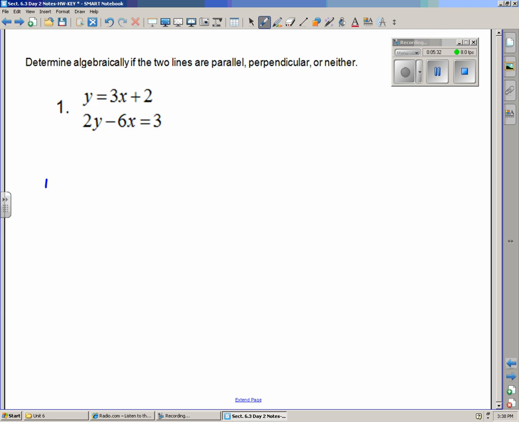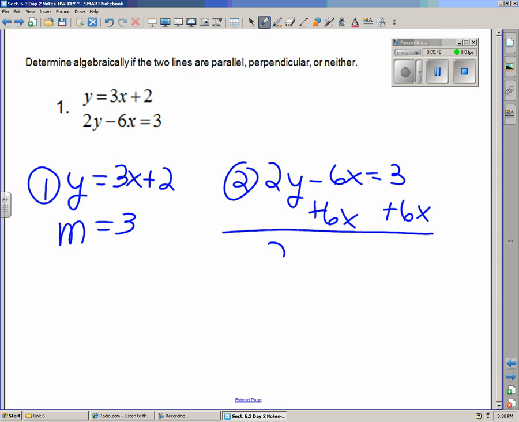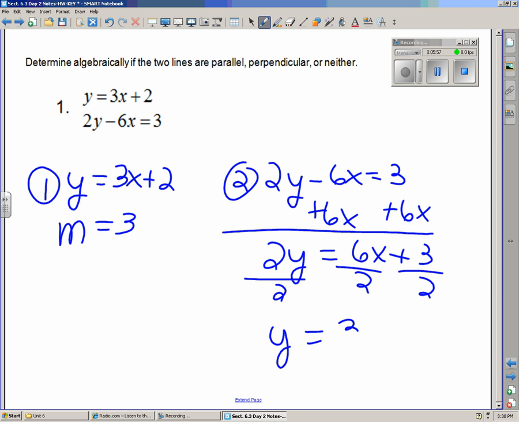So line 1, y equals 3x plus 2. Your slope is just 3. Line 2, 2y minus 6x equals 3. Solve this thing for y equals, add 6x to both sides. 2y equals 6x plus 3. Divide by 2, divide by 2. y equals 3x plus 3 halves.